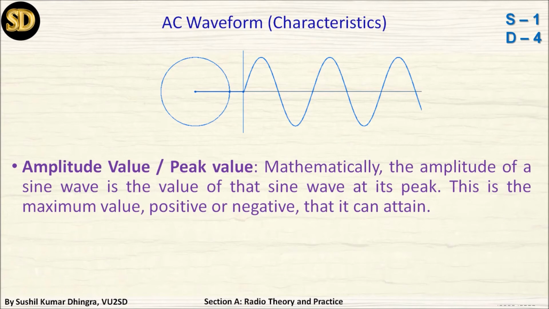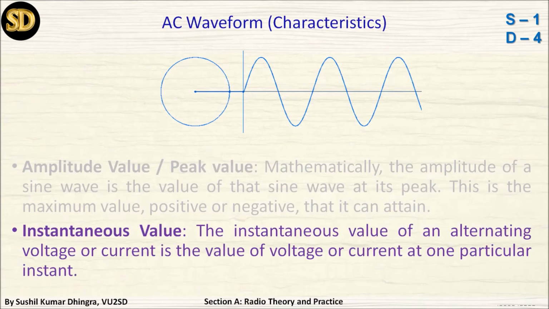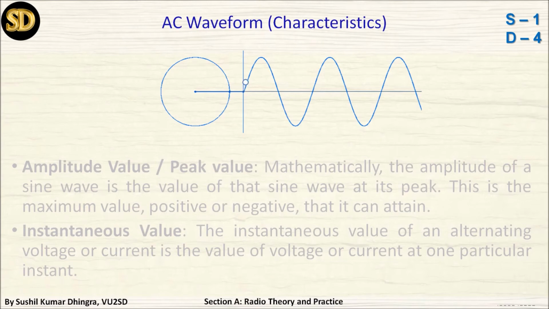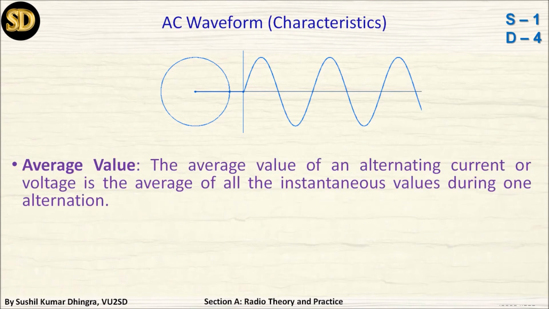Amplitude value or peak value. Mathematically, the amplitude of a sine wave is the value of the sine wave at the peak, at the highest value. This is the maximum value, positive or negative, that it can attain. It is called amplitude value or peak value. See on screen, instantaneous value. The instantaneous value of any alternating voltage or current is the value of voltage or current at any particular instant, at any particular time, and this wave shape itself is a dotted waveform of instant values. You can see this dot, this is making a path. At any instant t, this one is the value as instant value.